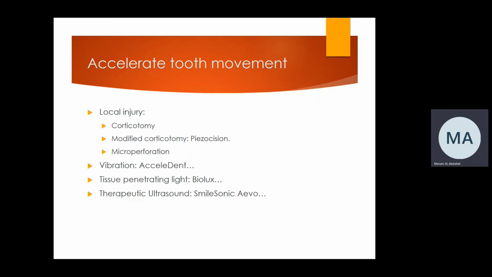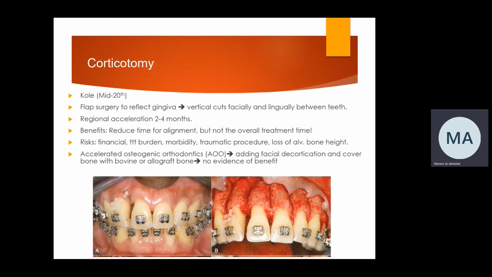So the first technique is local injury, corticotomy or modified corticotomy or microperforation. Also the use of vibration, tissue penetrating light, and therapeutic ultrasound. These are the different techniques. Corticotomy was introduced by Cole in the mid-20th century, and basically you raise a flap.